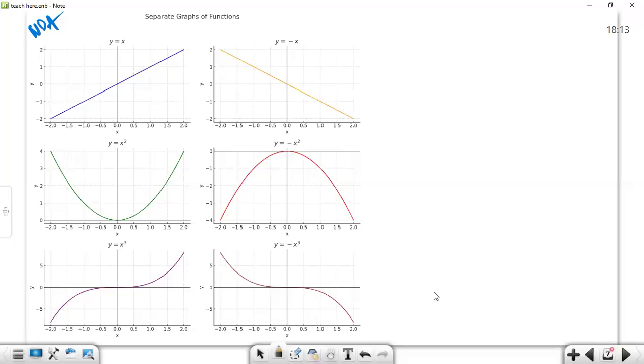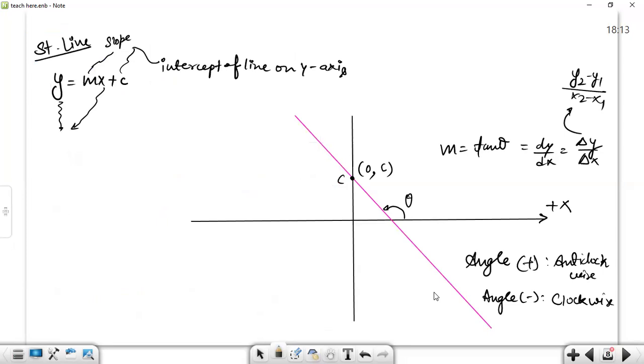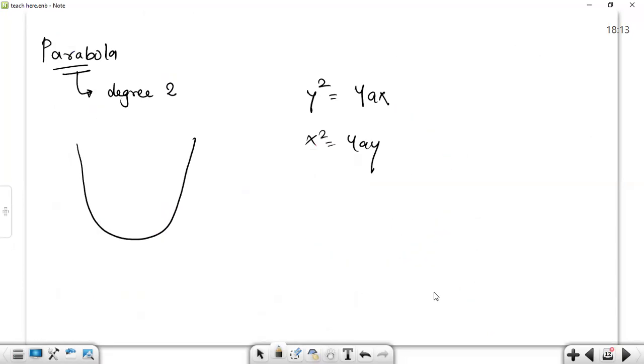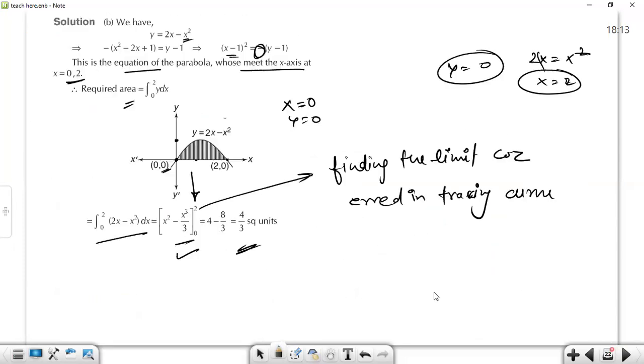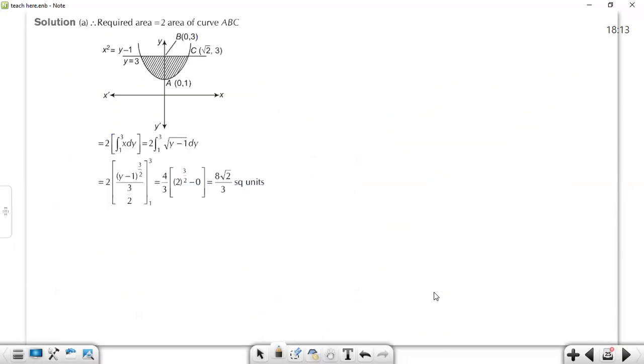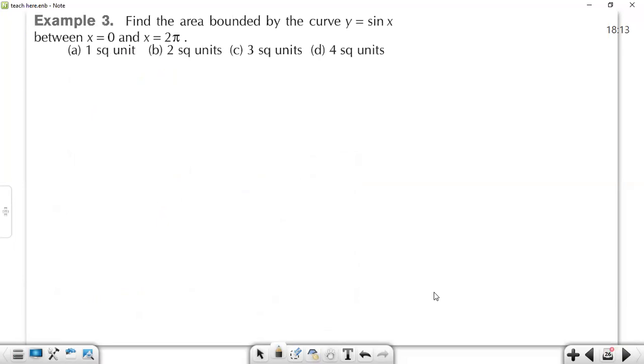Any doubts from the picture, from the slide? No, sir. Okay, moving ahead. Yeah, example number 3.